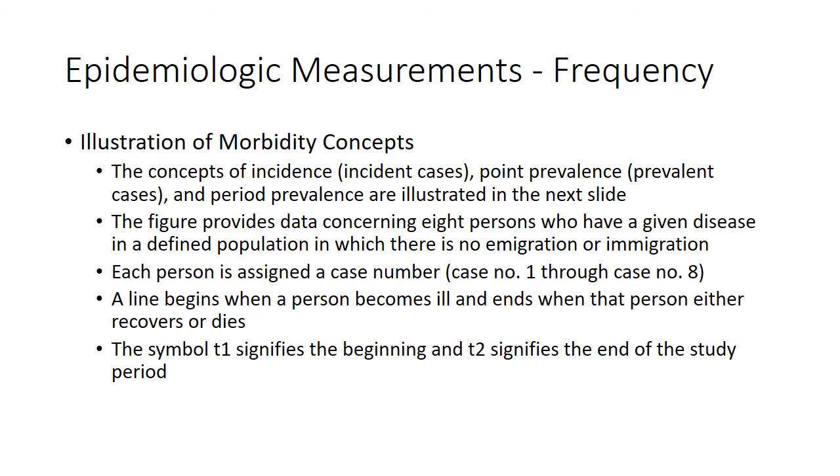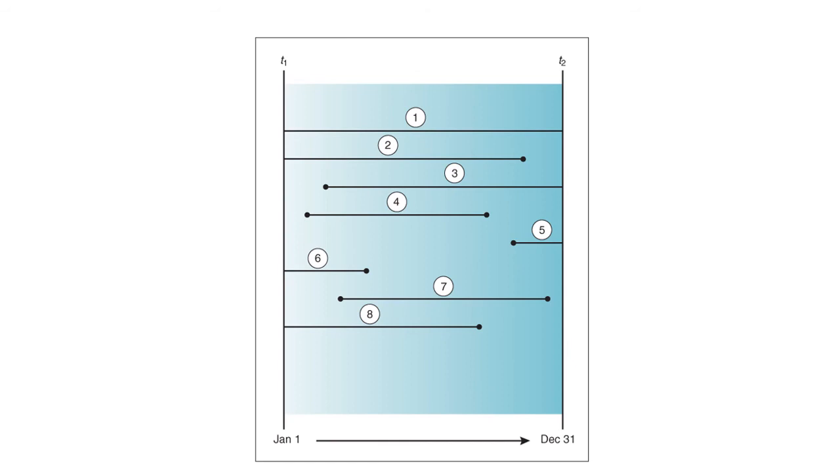Okay. T1 signifies the beginning time period, and T2 signifies the end of the study period. So here's the table I was referring to in the previous slide. You can notice this is over a 1-year time period. So here's T1, beginning of the study, versus T2, the end of the study, from January 1 all the way to December 31st, right? You'll see that each of the people are given a case number, 1 through 8 here.